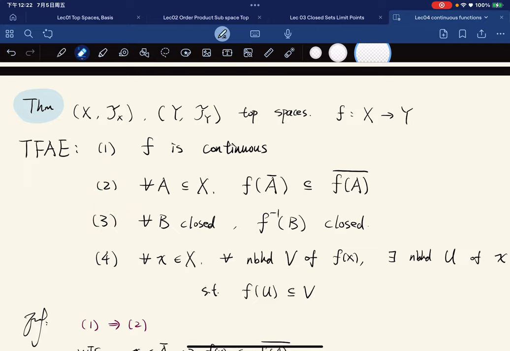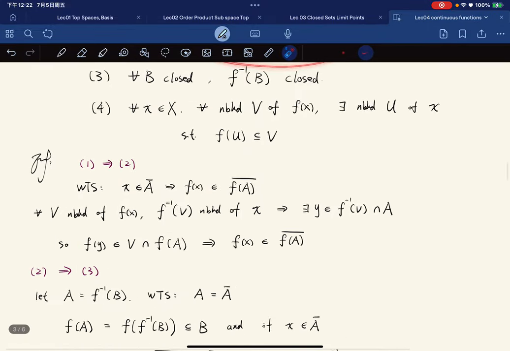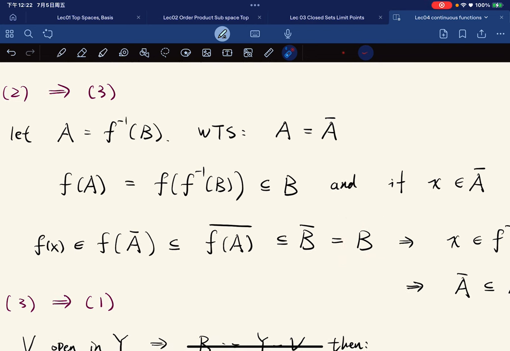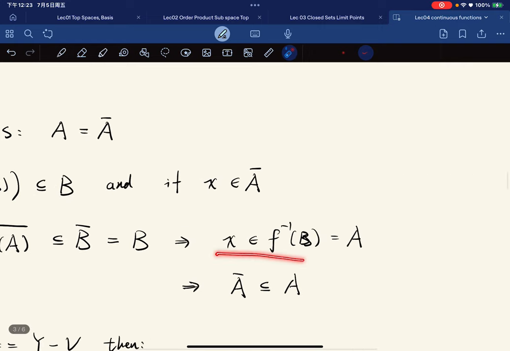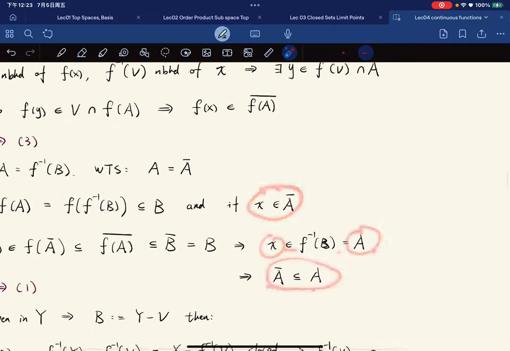Now we're going to show 2 to 3. Let A be the inverse image of the closed set B. We want to show that A is closed. We have the assumption true, which means that if x is in A bar, f(x) is in f(A bar), which is contained in f(A) bar. We assume this is true. This is contained in B bar, but B is closed, so B bar is B. So f(x) is in B, which means that x is in the inverse image under f of B, which is equal to A. So A bar is a subset of A, so A is closed.